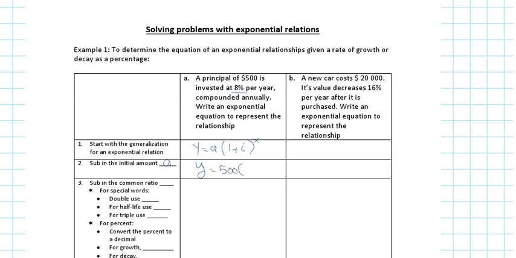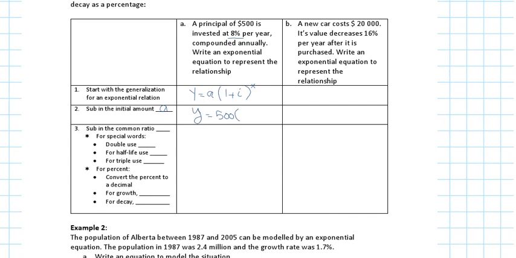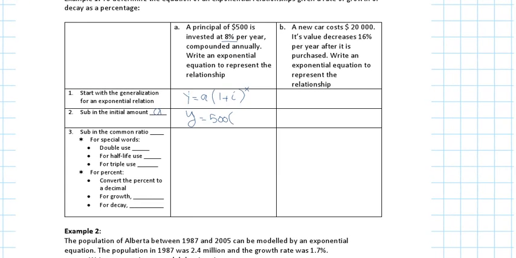Now, it says here to sub in the rate. I'm just going to write these. These are the special words. For double, what do you use? 2. Half-life, you use? Triple, what do you think you use for triple? 3. And then for the percent, for the growth, what do I use? 1 plus i. And then for the decay, what do I use? 1 minus i. Good. So in this case, I use the 1 plus i, right?